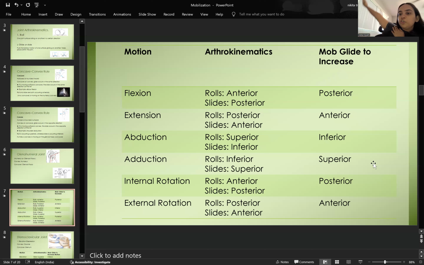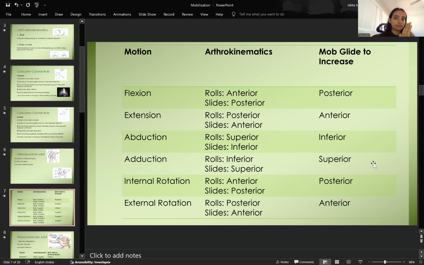Now let's talk about shoulder abduction. Do the abduction and tell me in what direction your arm is moving. With abduction, I'm moving my arm towards the ceiling, in the superior direction. So which glide should I give the patient to increase abduction? Inferior. My arm is moving superior towards the ceiling, and I know my convex humeral head is moving, so it is opposite. So the glide is inferior.